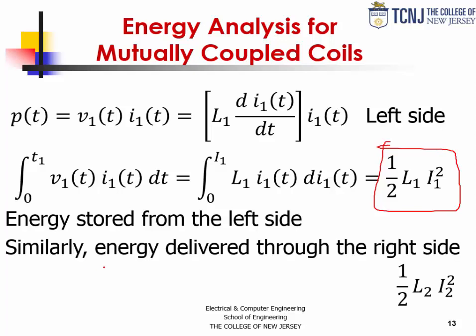And since we have conservation of energy, we can say that the same energy is delivered completely to the right side. So the energy on the right side is half the inductance of the secondary times the current squared on the secondary.